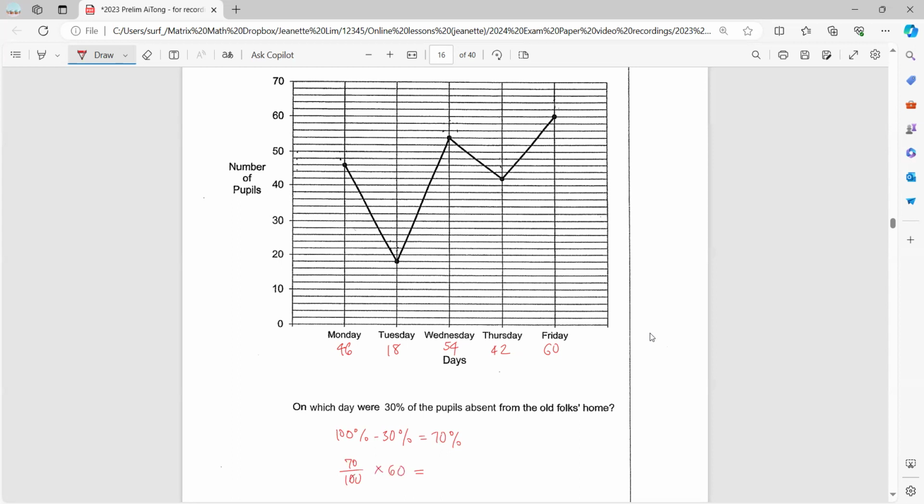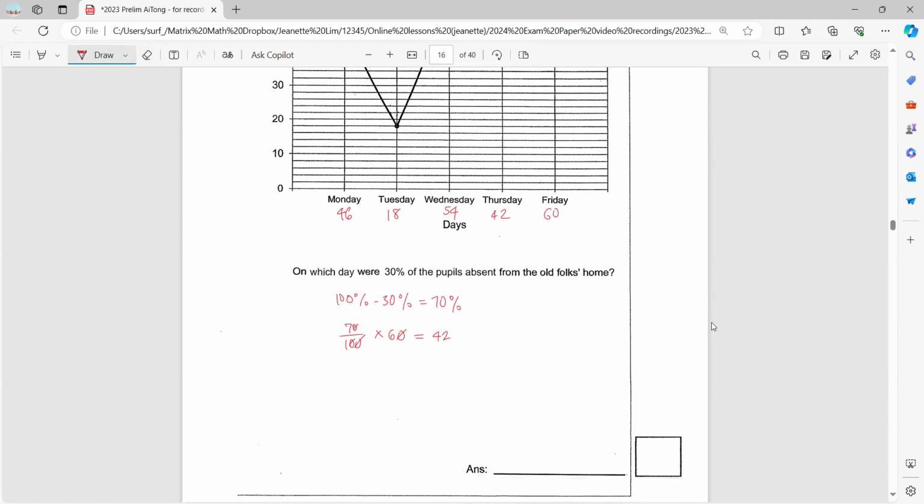Now cancel, cancel, cancel, cancel. So 42. Sorry, not 42%, but 42 pupils. And oh, okay, they're asking which day. So we are not supposed to write 42 pupils, but match the 42 to the day, which is Thursday. So answer Thursday.